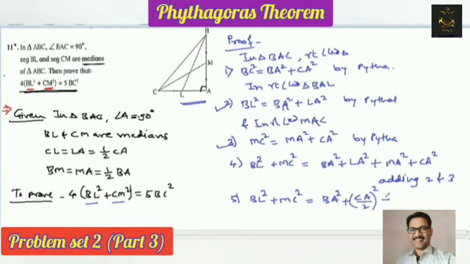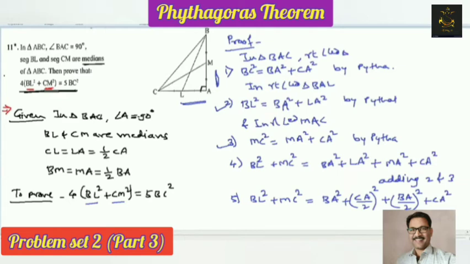Yes. Now what about MA? Again it is half of this full BA. So we'll write here half of BA, that is square. And what about again CA? Keep this CA square as it is. This is from the given and step number 4.